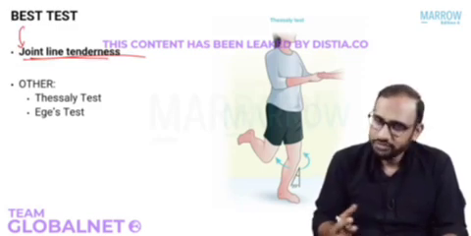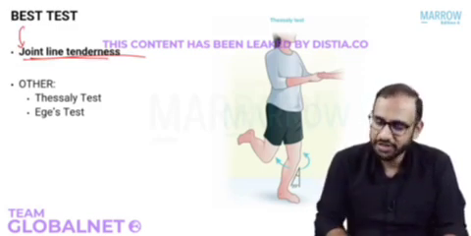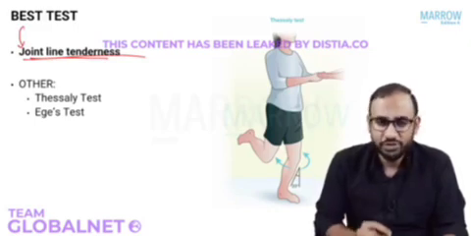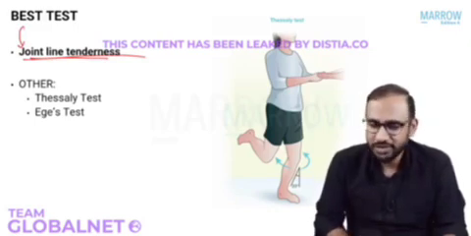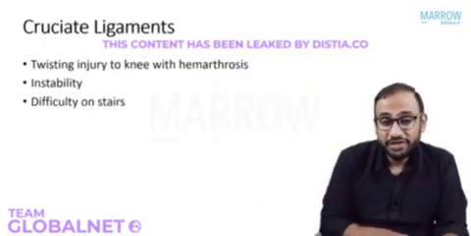How do they get injured? Twisting injury, hyperextension, anterior translation, hyperflexion, posterior translation, you've understood. Immediate swelling will be there. Patient will complain of instability, difficulty walking up or down the stairs. So what is the provocative test for ACL?